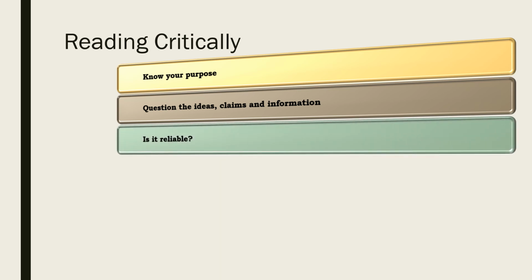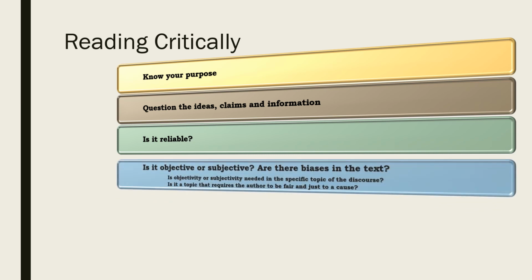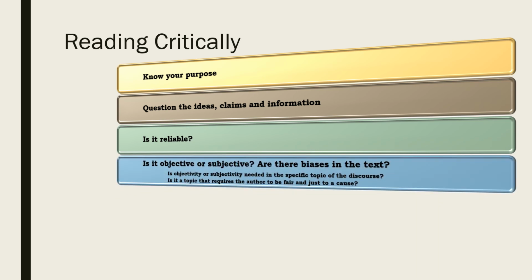Take note of and analyze arguments and perspectives presented. Do you agree with every idea presented in the text? Is the information provided reliable? How can you tell? Is it objective or subjective? Are there biases in the text? Is the objectivity or subjectivity needed in the specific topic of the discourse? Is it a topic that requires the author to be fair and just to a cause, or is it necessary for the writer to present an opinion or make a subjective claim?